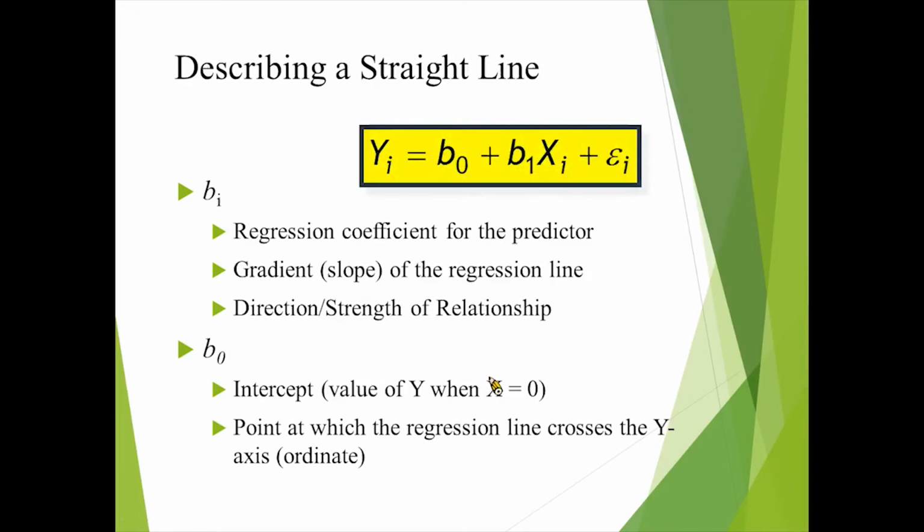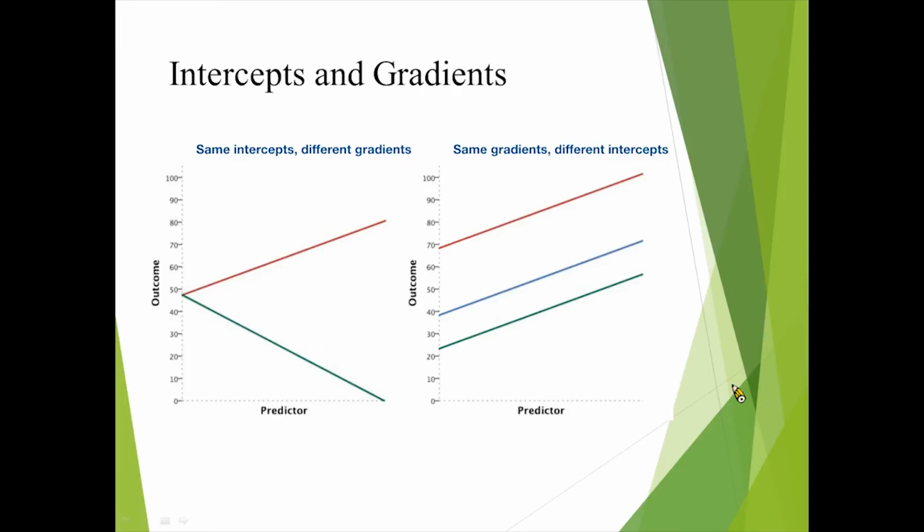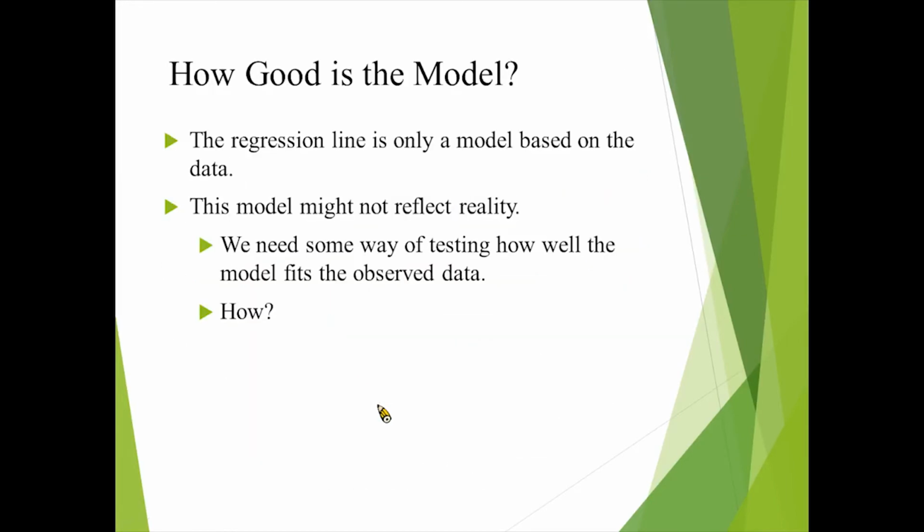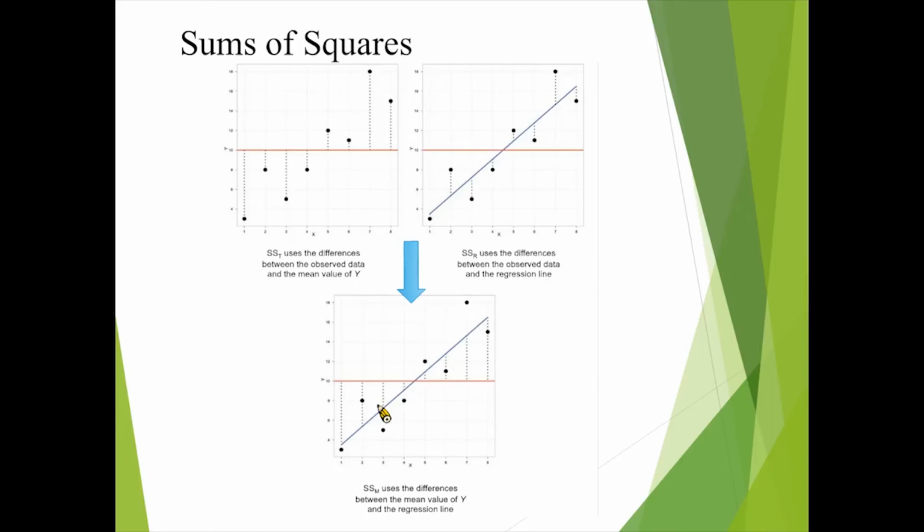Okay, so this is B1, the regression coefficient for the predictor. And B0 is the intercept, and B1 is the slope of the regression line. You can see this one is positive, and the green line is negative, because the slope of this line is negative.